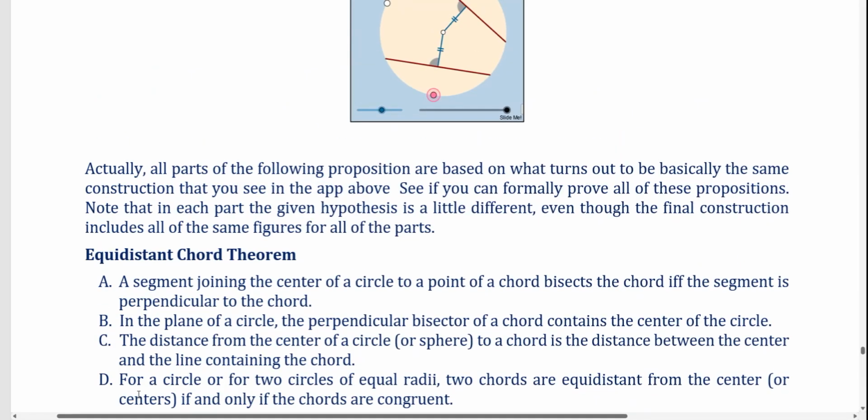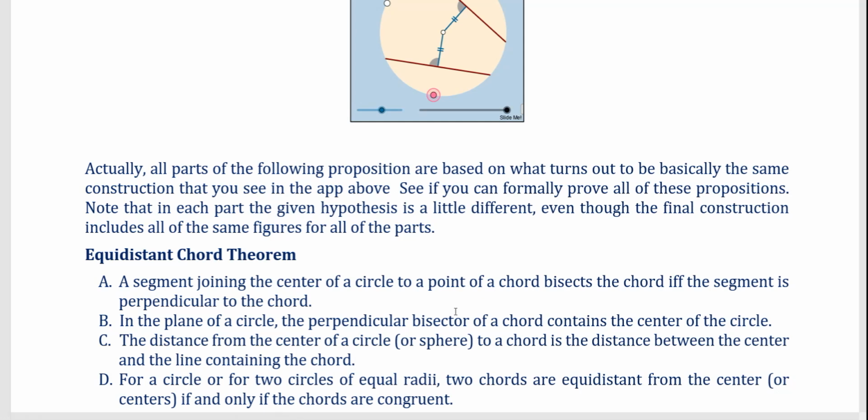So here's the proposition. Actually, about four propositions here that are similar. They're all related to the same picture that we just looked at. A segment joining the center of a circle to a point on a chord bisects the chord if and only if the segment is perpendicular to the chord. In the plane of a circle, the perpendicular bisector of a chord contains the center of the circle.